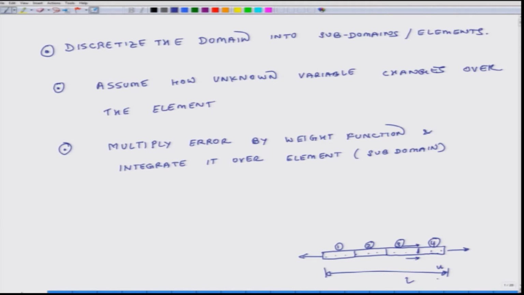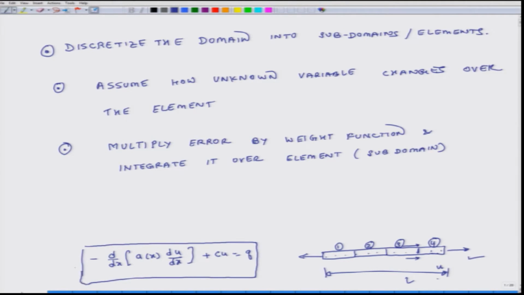Okay. What does that mean? Suppose this problem is governed by an equation: minus d by dx of a x du over dx is equal to q. Suppose that is the problem, or to make it a little more general, plus cu is equal to q. Okay. So, this is the governing differential equation, and if we can solve this equation in context of this particular problem, then we will have the solution.